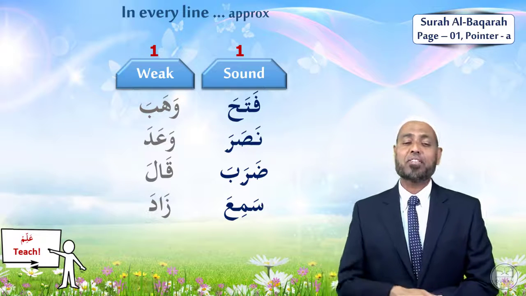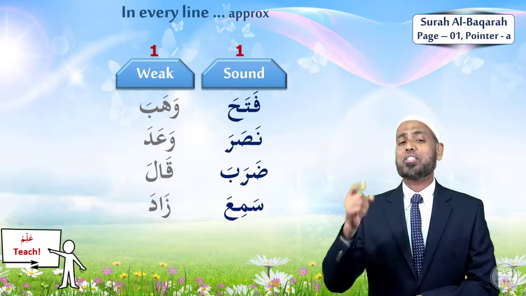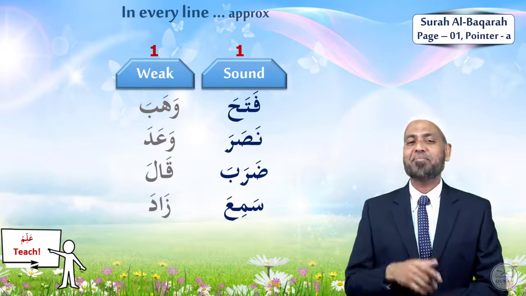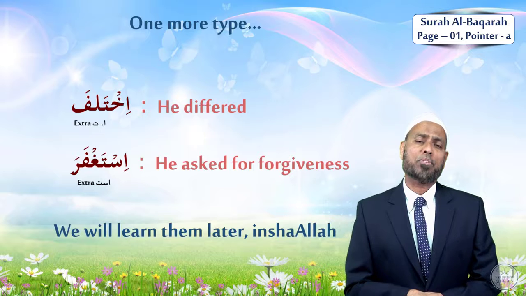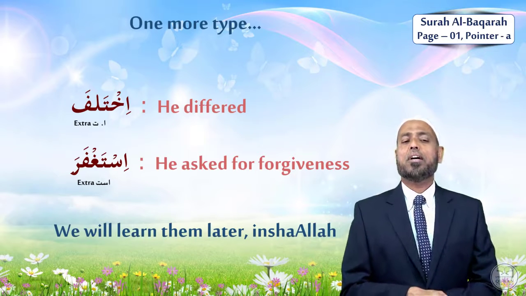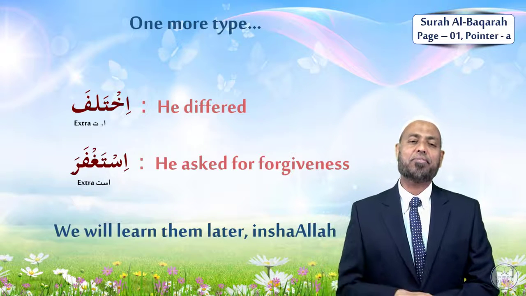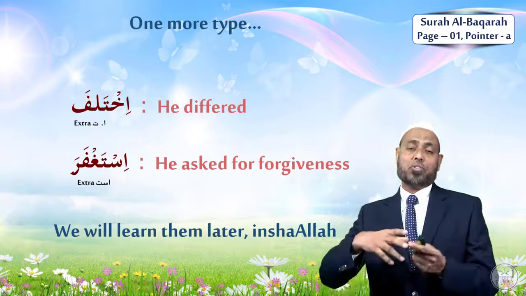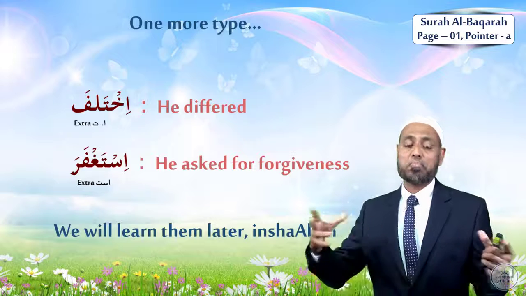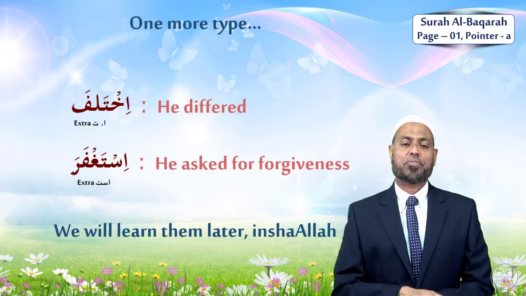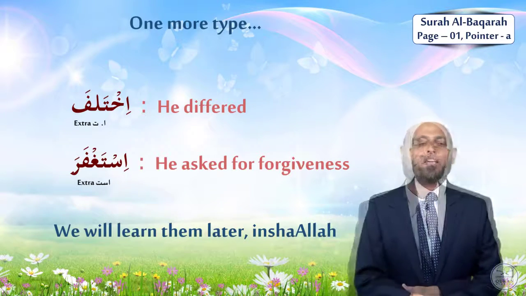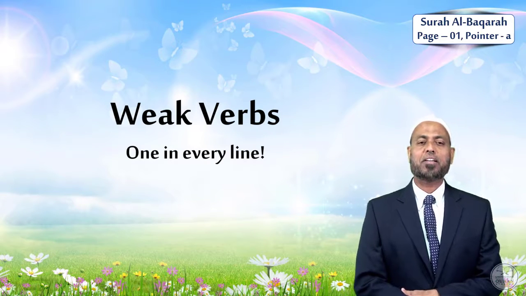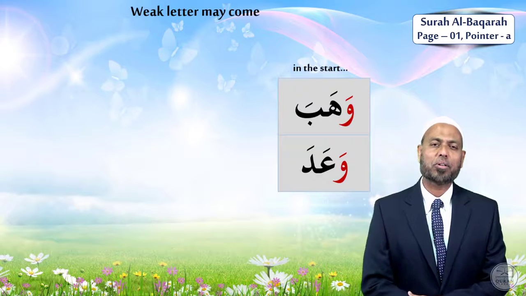Again, in every line of the Quran, you will come across one sound verb and one weak verb. There is one more type of verb which is called mazid fih, like ikhtalafa, with extra alif and ta, or istaghfara. You see the verbs are big. We will learn these types of verbs later on. In this course, we focus on weak verbs because they occur once in every line of the Quran.